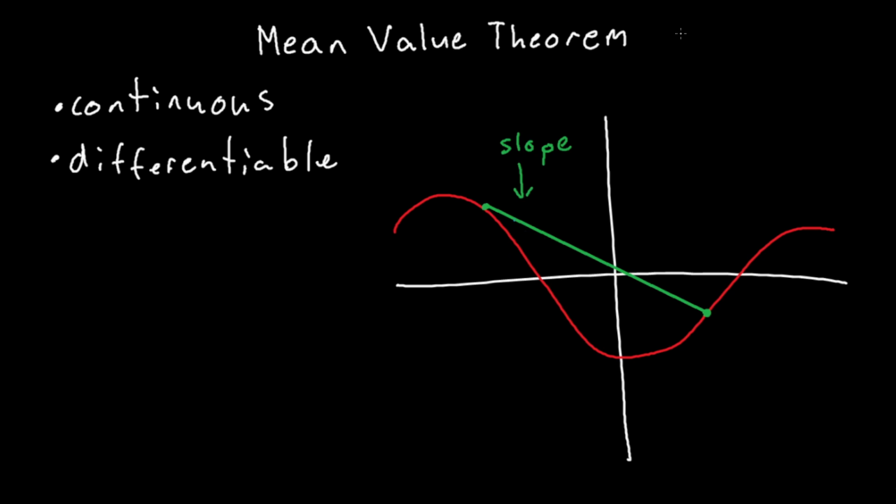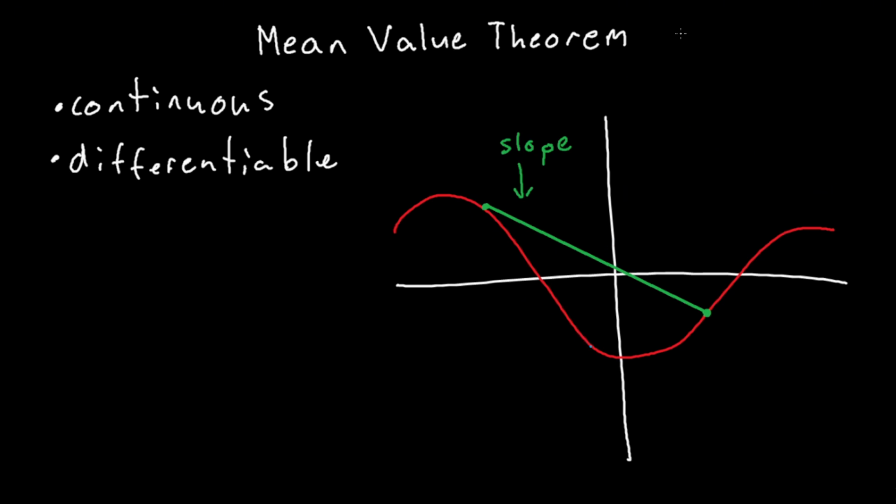So this secant line slope is equal to some derivative along this function. In between these 2 points. It has to be in between. It can't be outside the points. That's what the mean value theorem states.